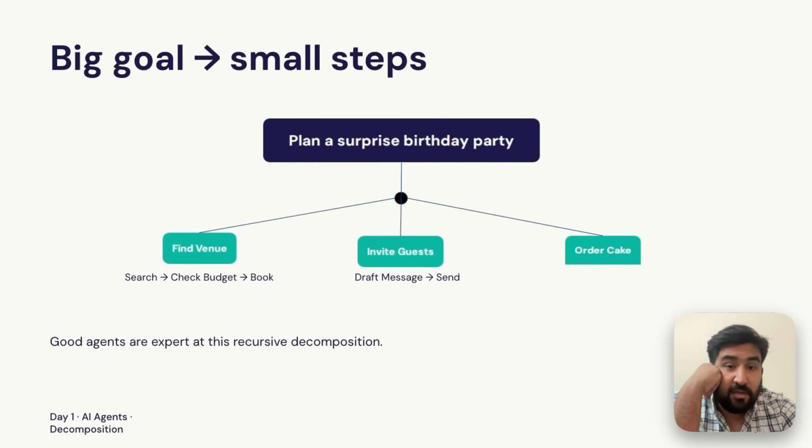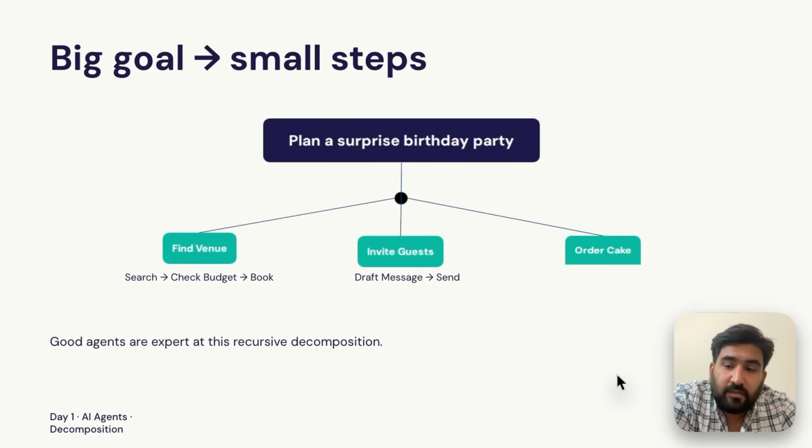So the agent recurses one level deeper. Finding the venue needs availability options along with a budget check, the price estimates, then book the chosen one and reserve it. Inviting requires drafting a message, creating a list of people to send to, and then sending it. Okay, so the agent is taking one bigger abstract scary goal, breaking it down into sub-solvable problems, then breaking them down into a planned set of sequential actions to be performed, and then finally reaching the goal.